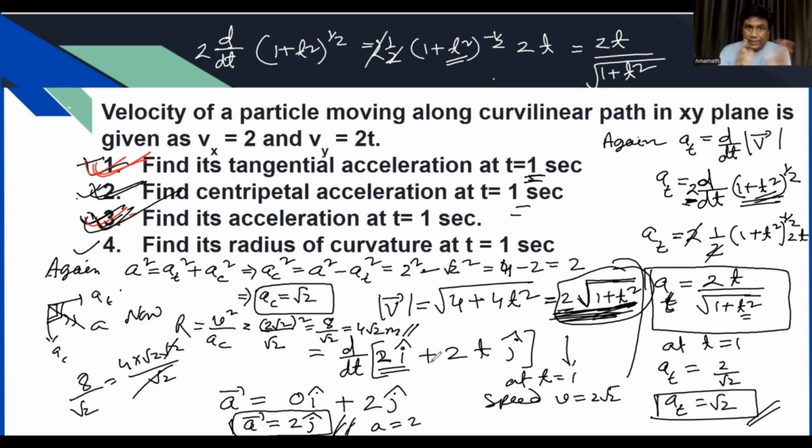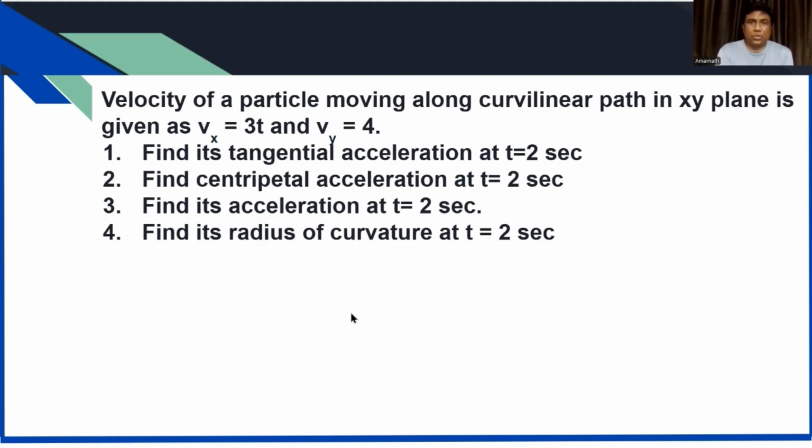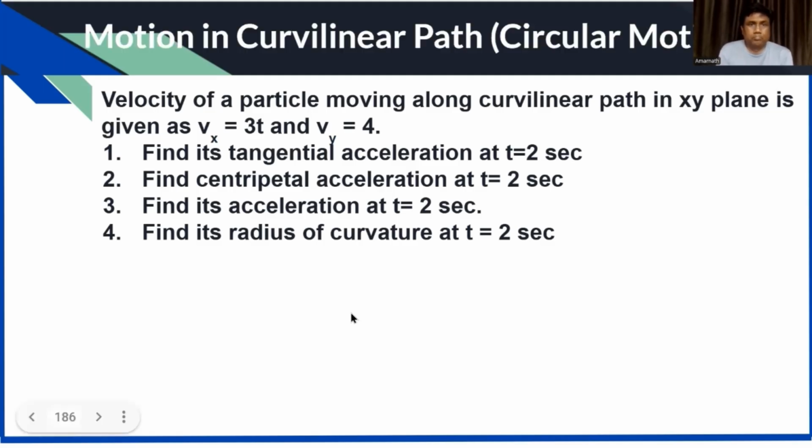In calculating centripetal acceleration, I have not used speed square by r, because r I don't know. If in the question r is given, obviously ac will be calculated and the other can be asked. It depends upon the situation. So I'm going to give you a similar question. Are you ready for that? Yes, sir. Okay, this is your question. Please try to solve it.